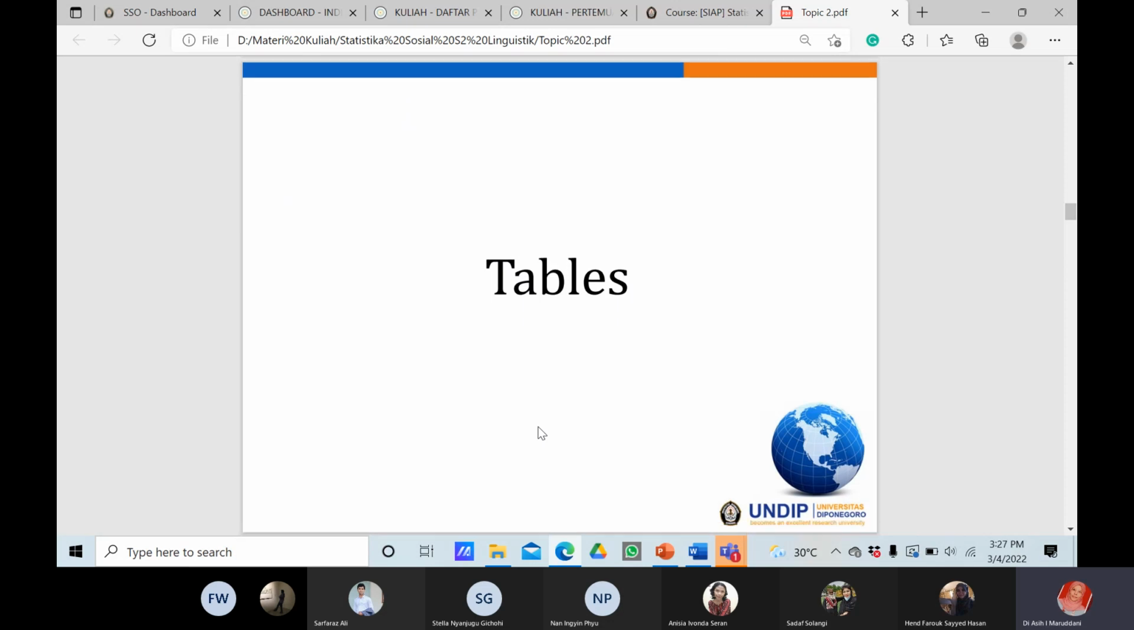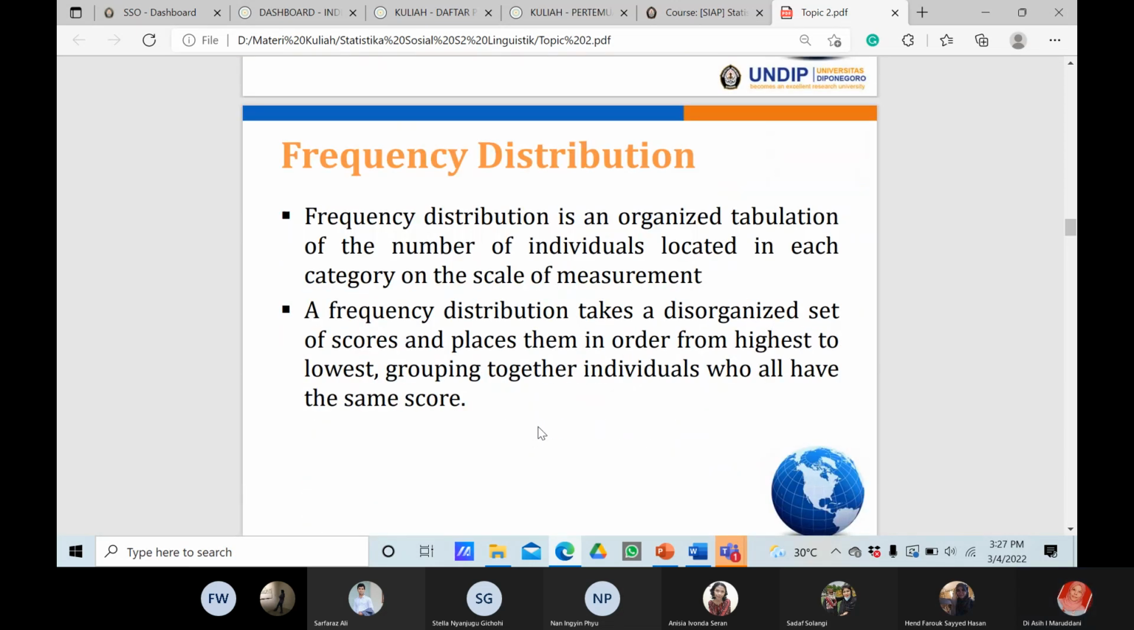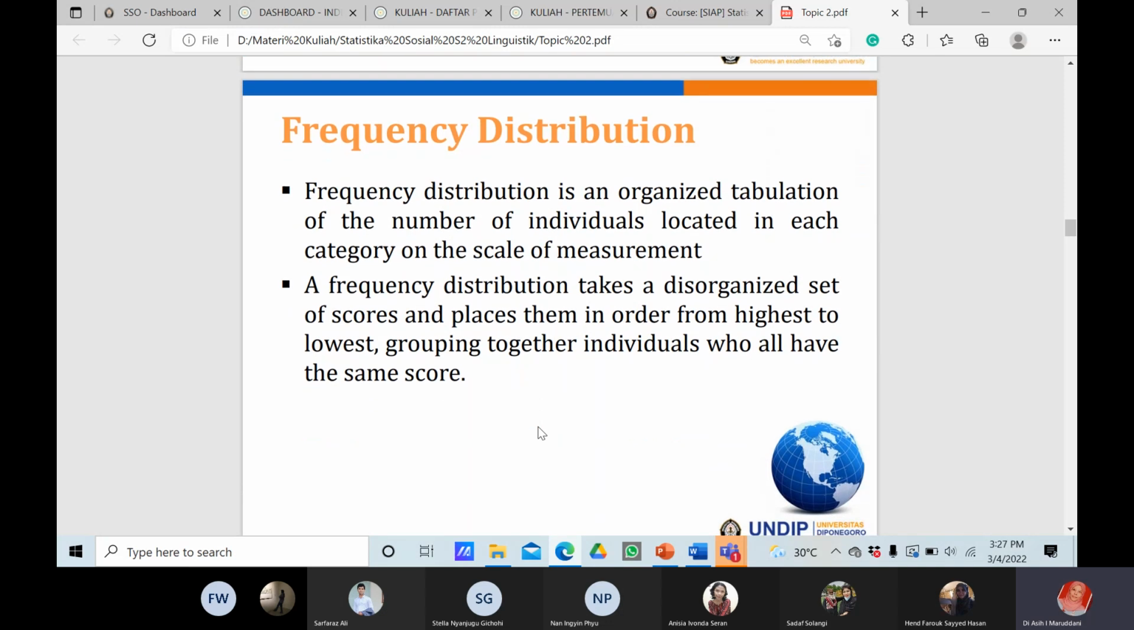Okay, I think we can learn first with tables. The simple tables that we can produce to provide that data, interestingly, is a frequency distribution.